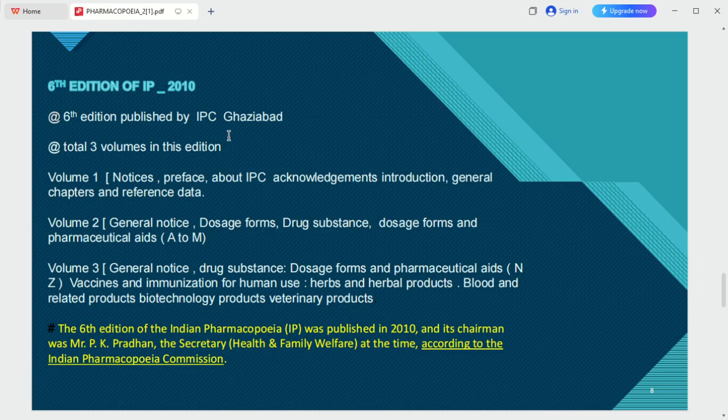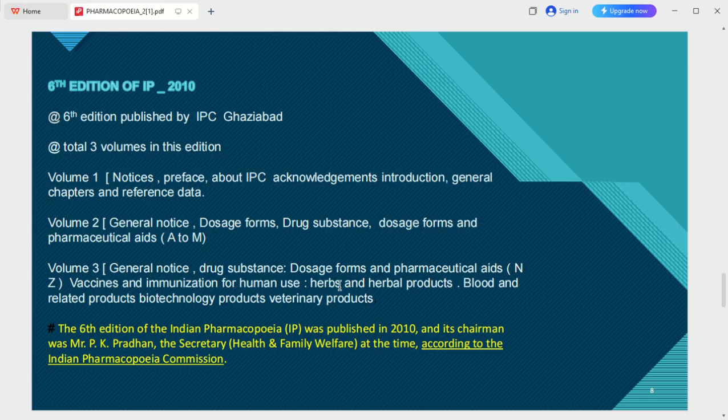And each volume has got different features. Okay, each volume different features. Volume 1: Pharmacopoeia Commission acknowledgements and introduction, general chapters and reference data. Okay, volume 2: general notices and dosage forms, drug substances, dosage forms and pharmaceutical aids, A to M schedules.